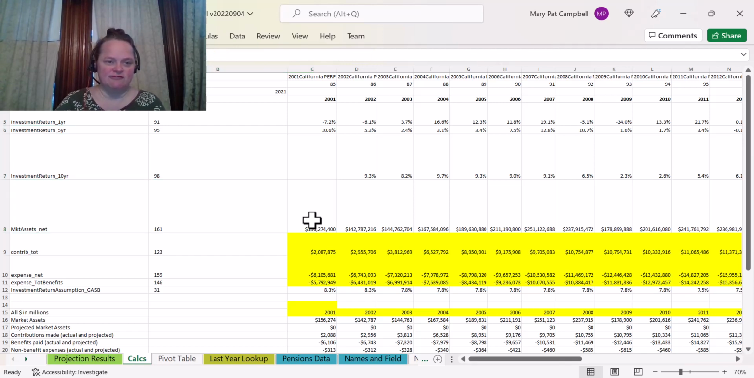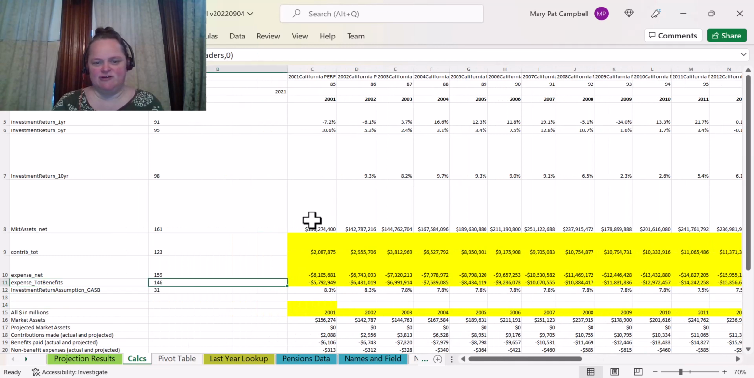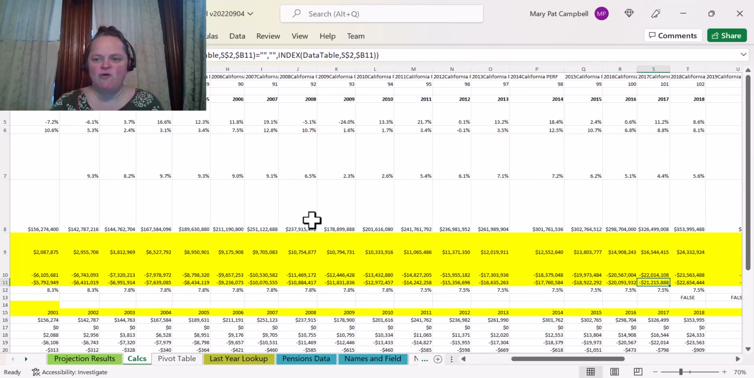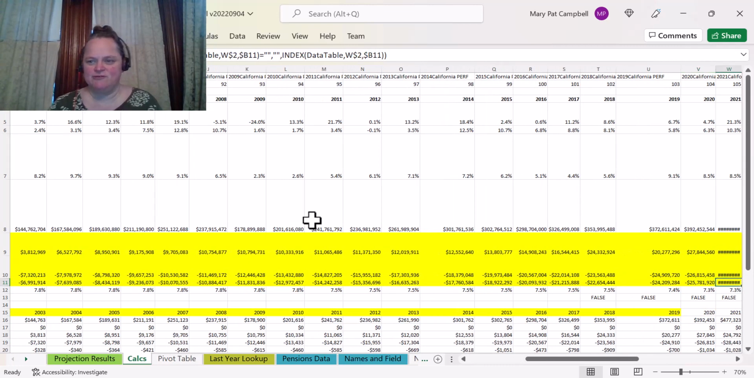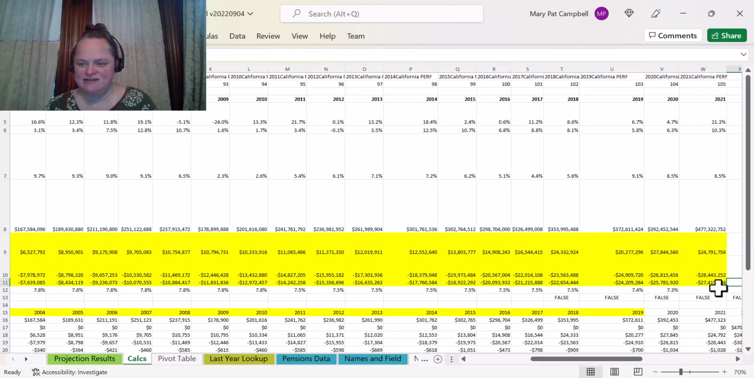I look up these different field names: investment return 1 year, 5 year, 10 year, market assets net, contribute total, expense net, expense total benefits, return assumption, GASB, etc. And I'm looking up these amounts. We want to see what the benefits are. You can see up in row 4 is the year. I'll make that a little bigger so you can see the amount.